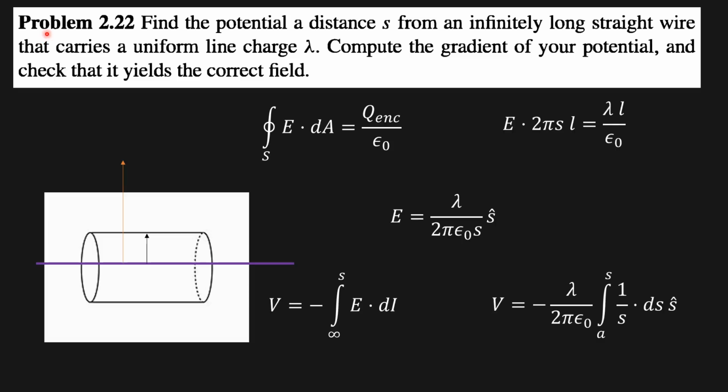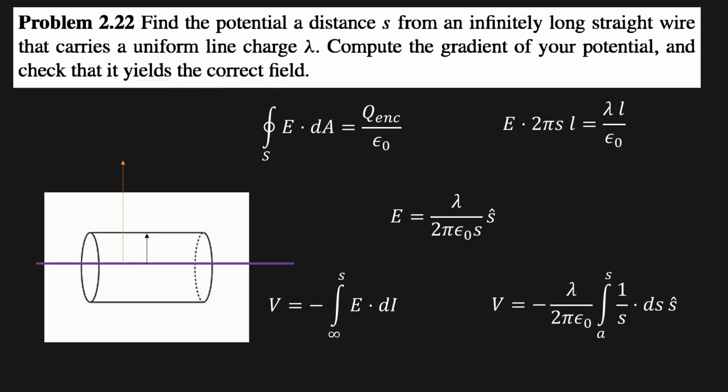And today we are going to solve problem 2.22 and 2.23 of Griffiths 4th edition, Introduction to Electrodynamics. First, we will see problem 2.22, that is, find the potential a distance s from an infinitely long straight wire that carries a uniform line charge lambda. Compute the gradient of your potential and check that it yields the correct field.